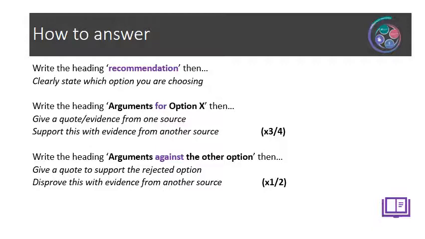Finally, you should then write the heading, arguments against the other option, and then once more give a quote to support the rejected option, and then disprove this with evidence from another source. And you should do this between 1 and 2 times. I would always recommend that you choose to do arguments for the option you've chosen 4 times, and then arguments against the other option just once, to maximise your chance of getting the full marks if you were to make a mistake. Because a common pitfall for most pupils is that they struggle to understand how to properly construct their arguments against the other options section.